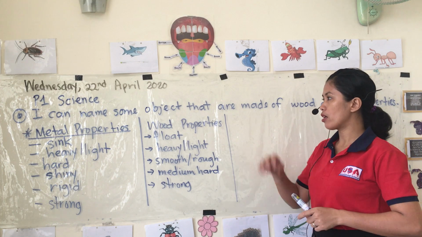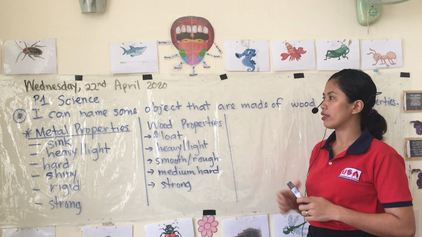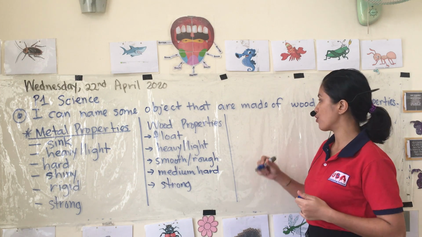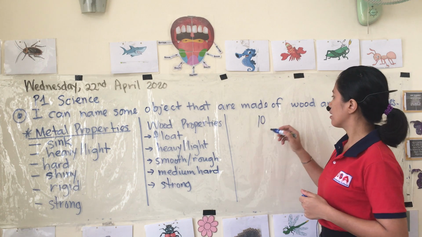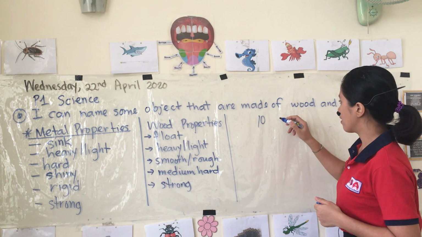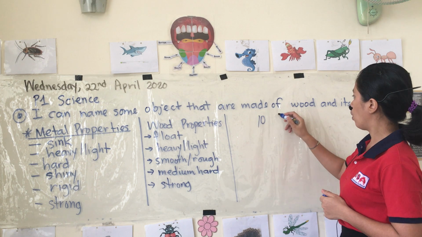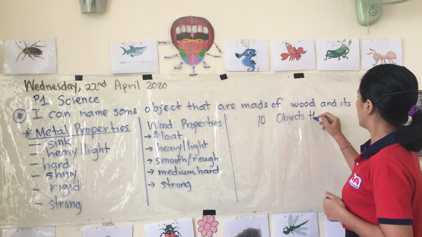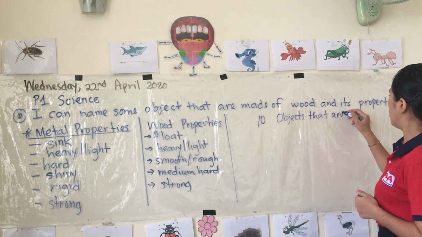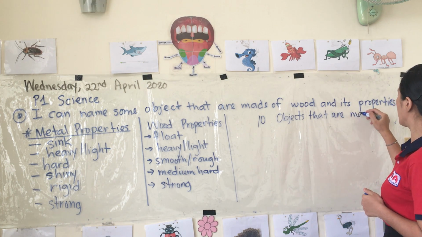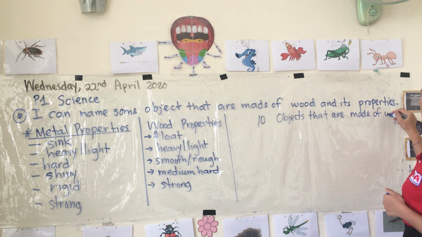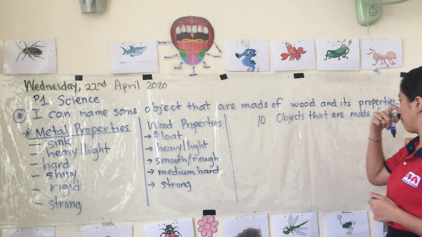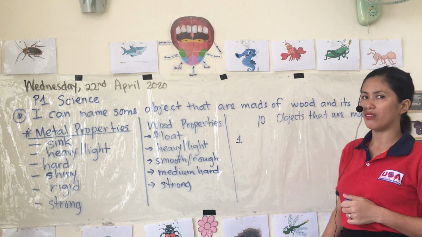So again, your assignment for today is you are going to name 10 objects that are made of wood. So 10 objects that are made of wood.